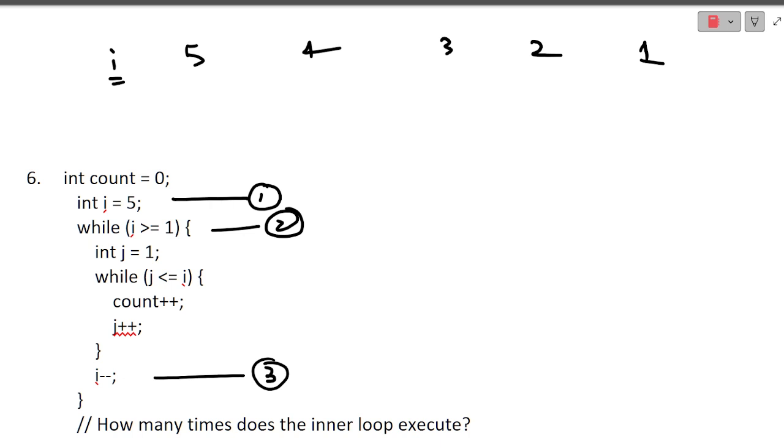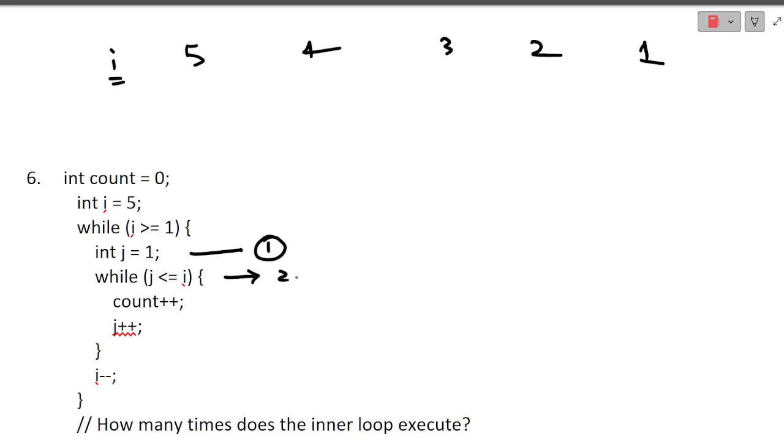Now I have already mentioned the statements of my outer loop, and I have mentioned the number of times this outer loop will execute. Now let me think about the inner loop. So for the inner loop, the first statement is this, second statement is this, third statement is this, and this is my fourth statement. And here, guys, this is nothing but my j.